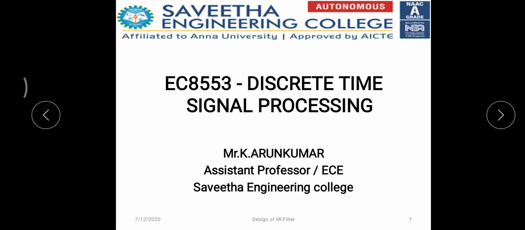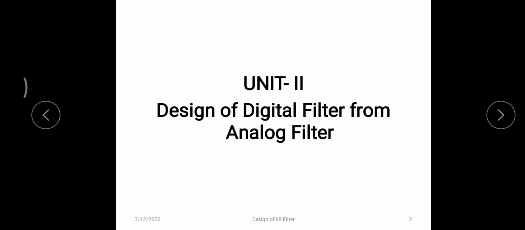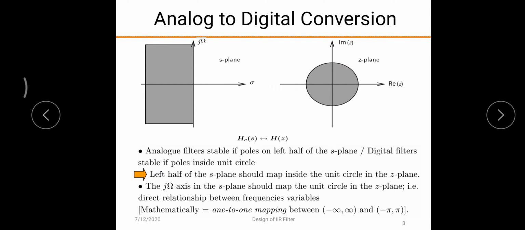Welcome you all to the course EC8553 Discrete Time Signal Processing. This lecture is about design of digital filter from analog filter, which is coming under unit 2. Now the topic is about conversion of analog filter into digital filter.